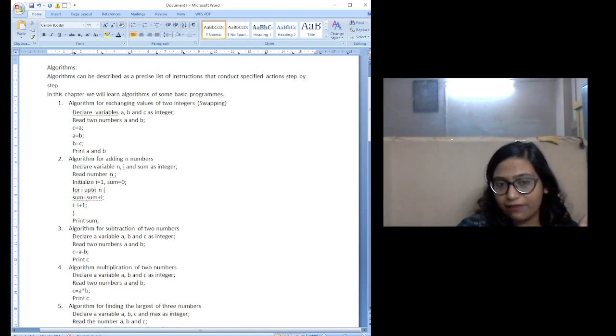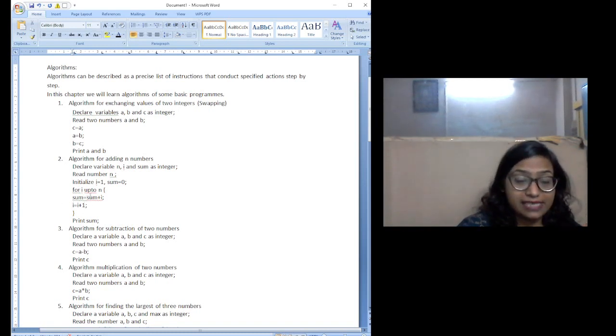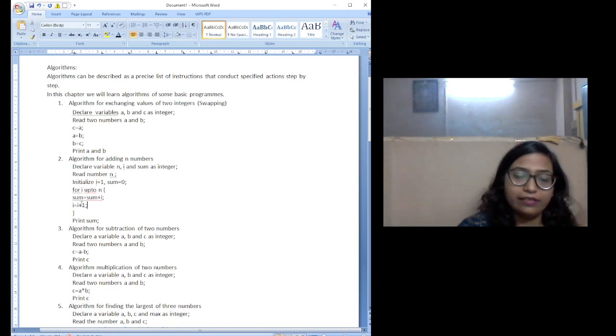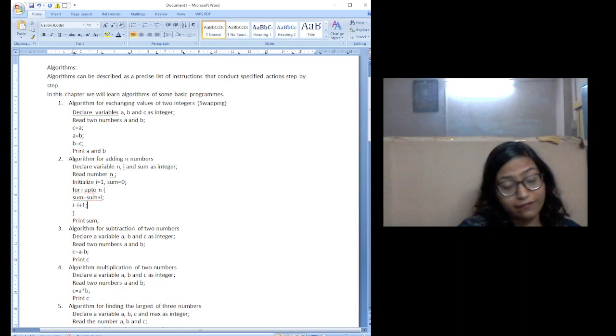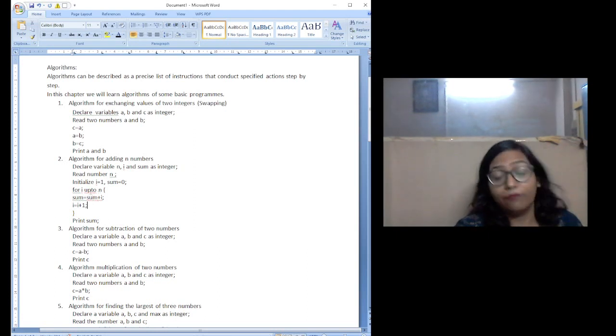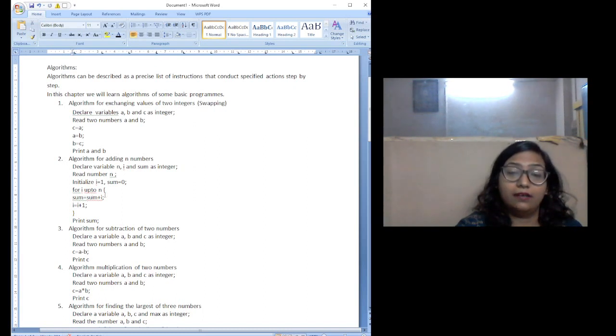4 is less than 5. Again it will come here. So my sum was 6. 6 plus 4 is 10. Sum will contain 10. Now I becomes 5. I is less than or equal to 5. So 5 is less than or equal to 5. So it will come here. My I is 5, sum was 10. So 10 plus 5 is 15. Now 15 will be printed.